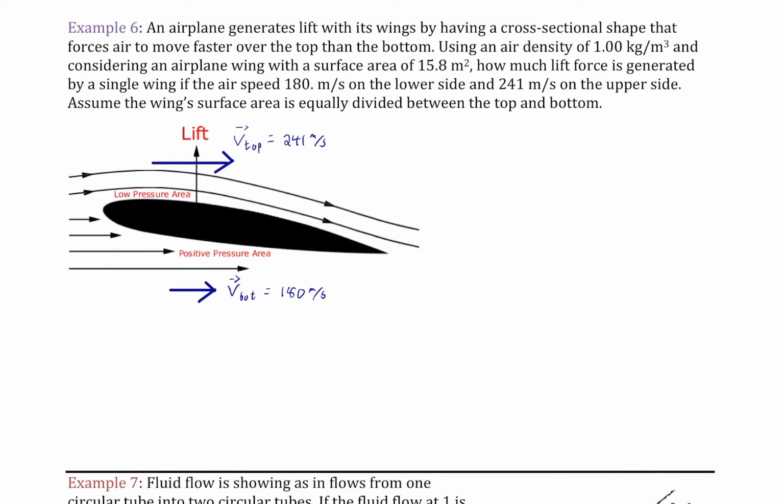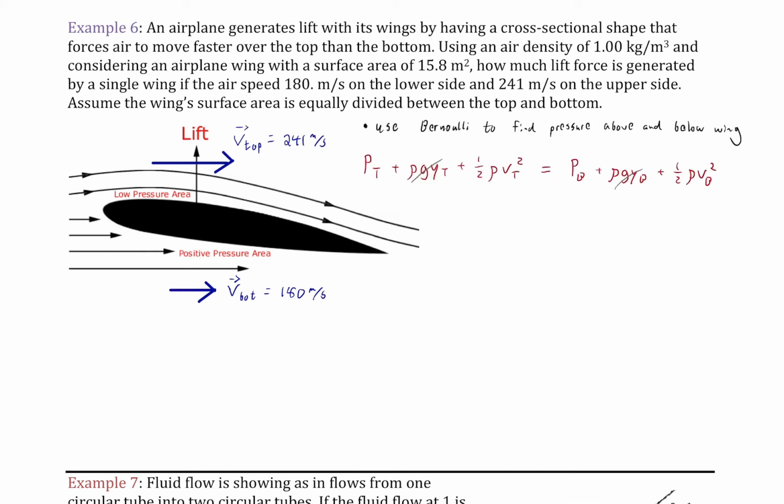So here's the velocity at the top, the fast velocity. Here's the velocity at the bottom, the slower velocity. They're both fast, right? But it's slower at the bottom. All right, so we're going to use Bernoulli to find the pressure above and below the wing. We're going to set up our Bernoulli's equation, but we're going to cross something out right away, something we haven't talked about.